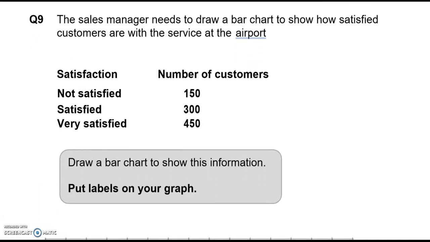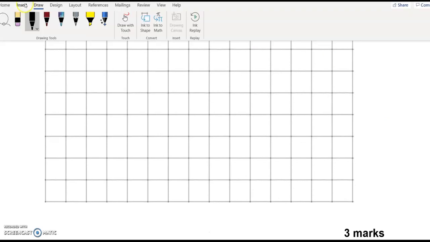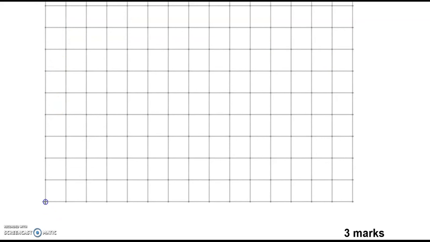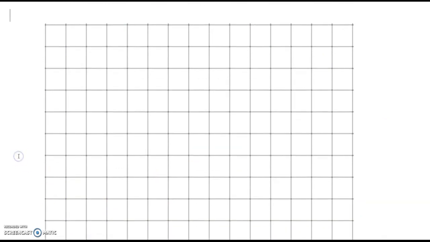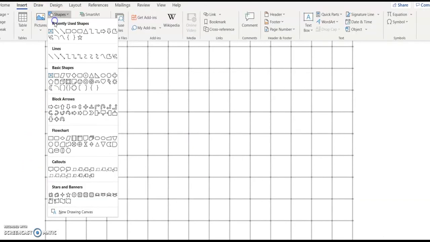Question 9. The sales manager needs to draw a bar chart to show how satisfied customers are with the service at the airport. We've got satisfaction and number of customers given. Draw a bar chart to show this information. Put labels on your graph. Horizontally, we're going to show satisfaction, and vertically, we're going to show the number of customers.